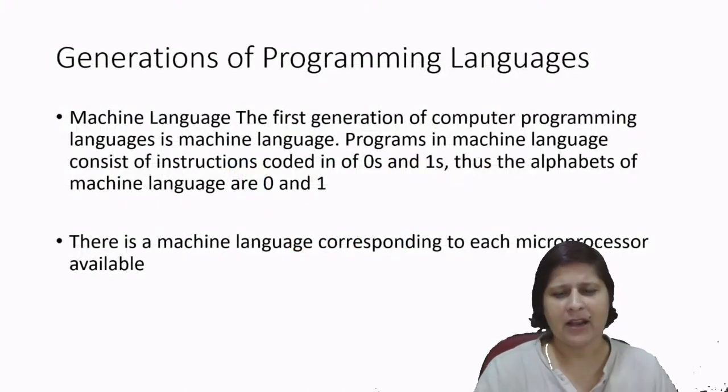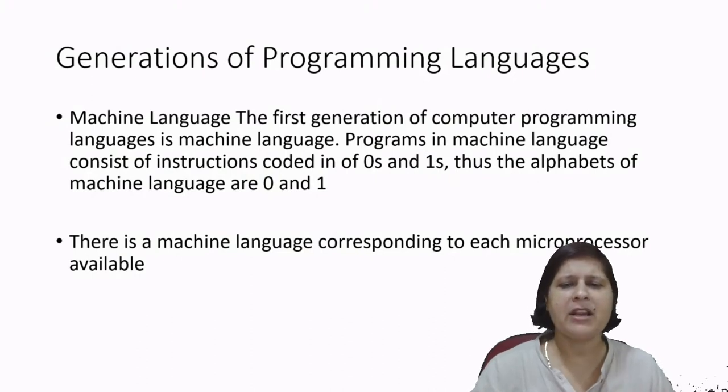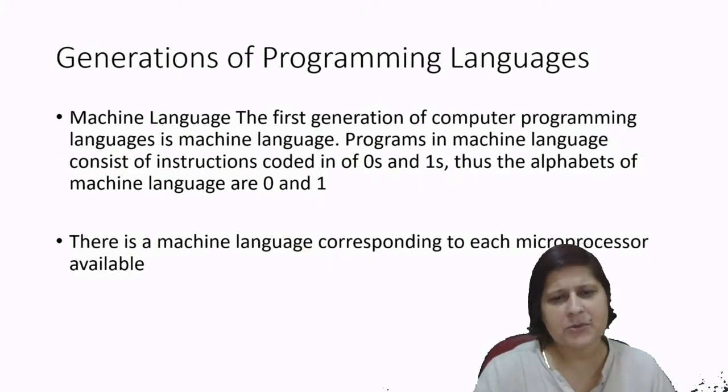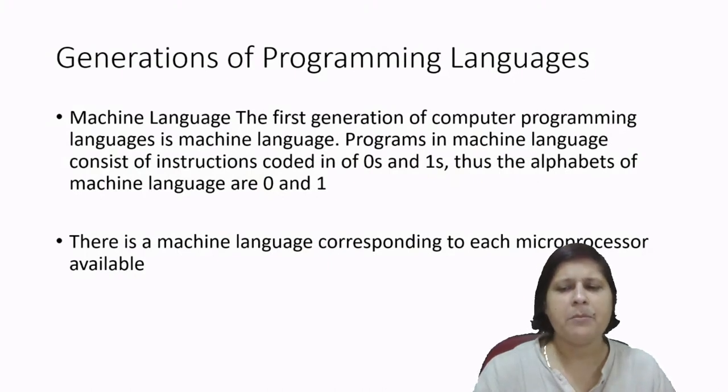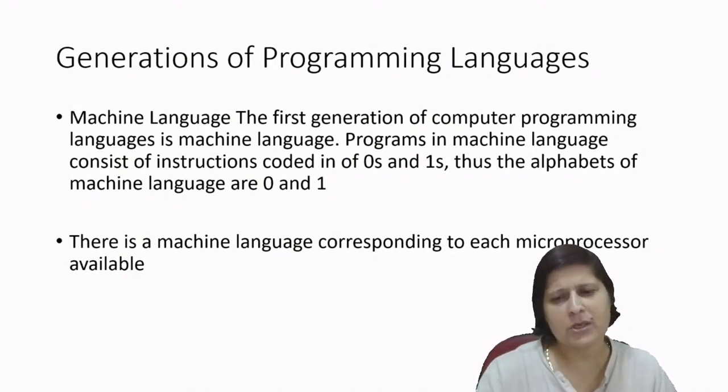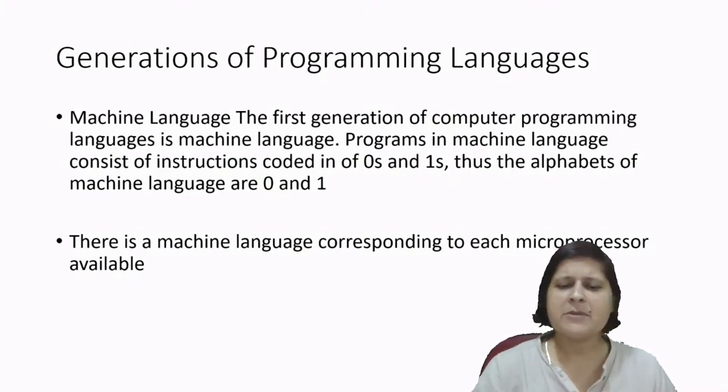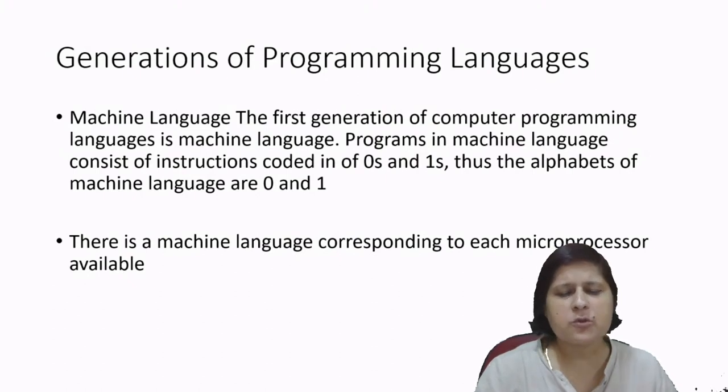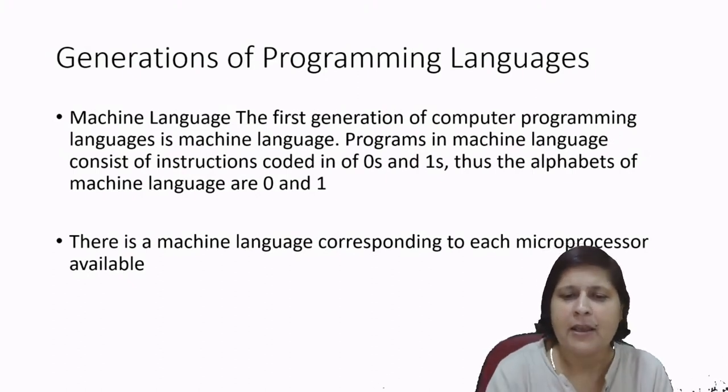Generation of programming languages. How has programming language been generated? Machine language. The first generation of computer programming language is known as machine language. Programs in machine language consist of codes 0 and 1. Thus, the alphabet of machine language is 0 and 1. There is a machine language corresponding to each microprocessor available.